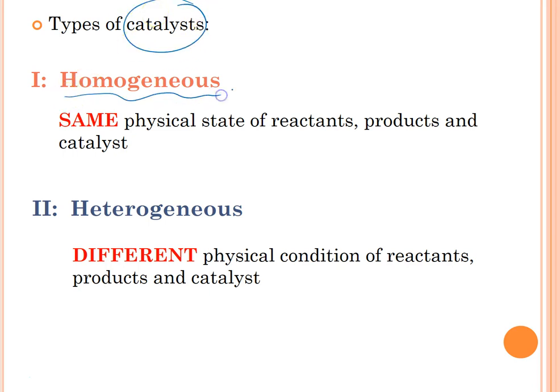One is a homogeneous catalyst where it has the same physical state as reactants and products, whereas heterogeneous catalyst has different physical conditions as compared to reactant and product. An example of heterogeneous catalyst is the use of iron in Haber process, which is a reaction between hydrogen and nitrogen to produce ammonia gas.